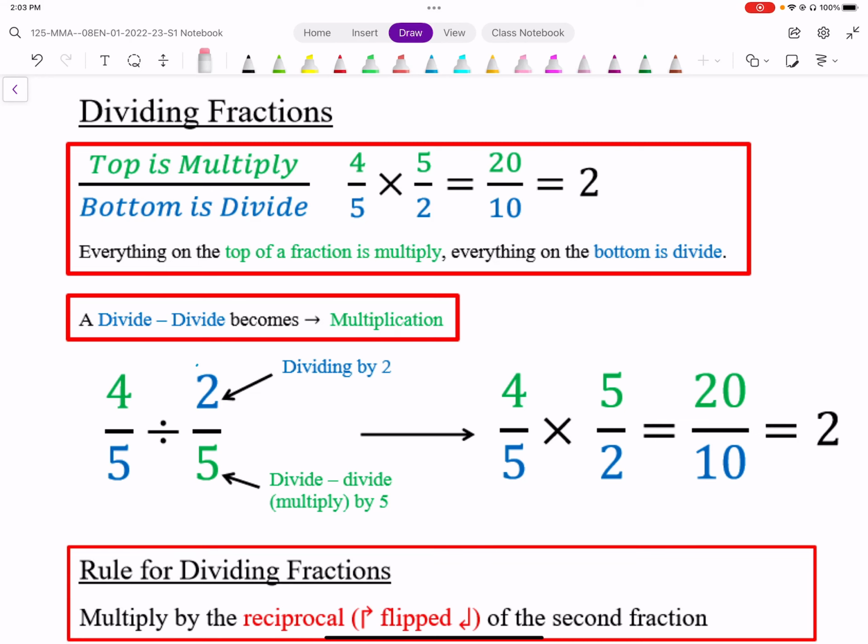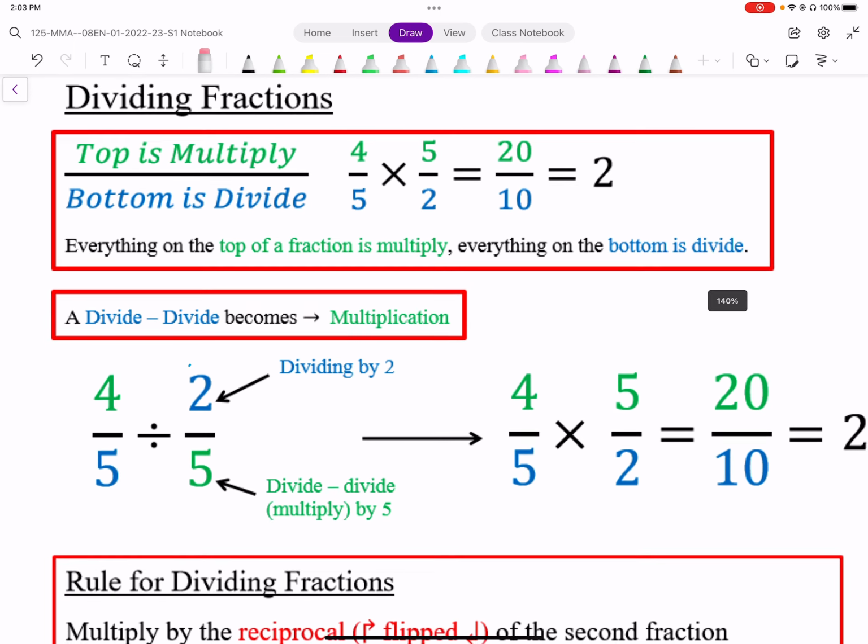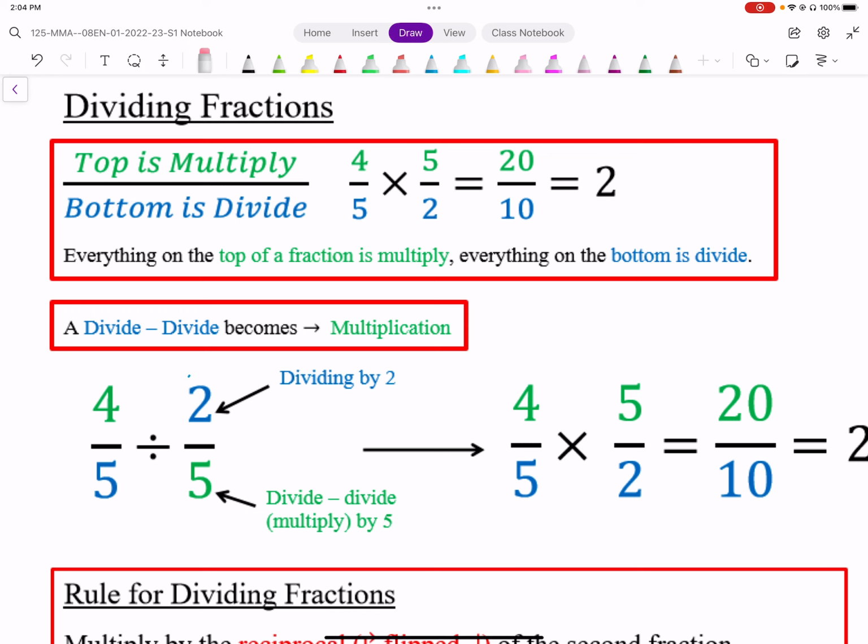In the previous lesson, we learned to multiply using a rule. The rule that we're using is top times top, bottom times bottom, essentially keeping to the fact that the numerator, or the top of a fraction, is all the multiplying pieces, the bottom of the fraction is all the dividing pieces, and we group them together. In this example, we have 4 over 5 times 5 over 2. We do top times top, 4 times 5 equals 20, bottom times bottom, 5 times 2 equals 10, and then we can simplify that fraction 10 over 20 into 2.